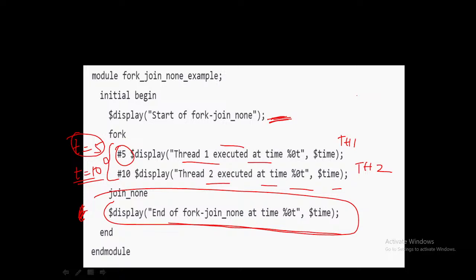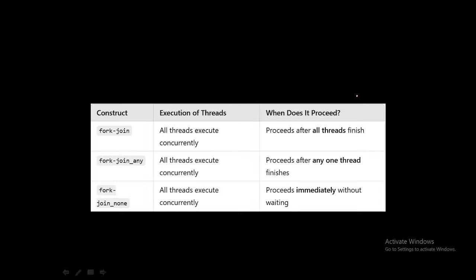Let us summarize all these three. In fork join, all three threads execute concurrently, and in fork join any also all three threads are executed concurrently, and fork join none also all three threads are executed concurrently. And when does it proceed? In the case of fork join, until all the threads declared inside the fork join block complete their execution, it will not come out of that particular fork join.